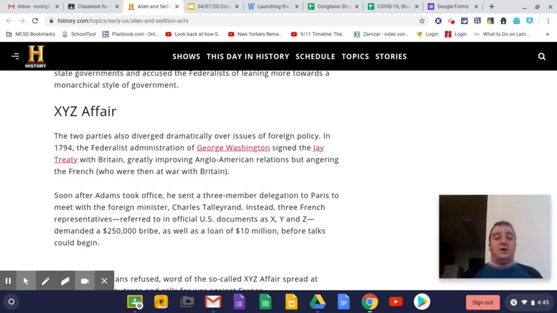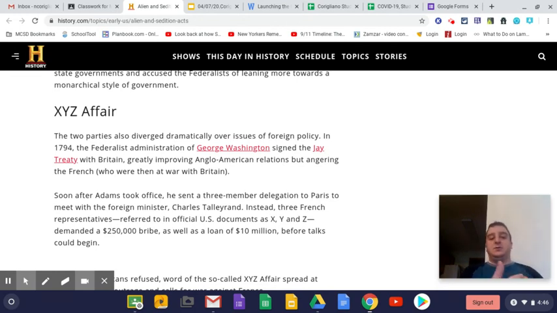When it says the two parties, it's talking about the Federalists and the Democratic Republicans. And it says the two parties also diverged dramatically over issues of foreign policy. In 1794, the Federalist administration of George Washington signed the Jay Treaty with Britain, greatly improving Anglo-American relations, but it angered the French, who were then at war with Britain. Okay? So because the United States signed the Jay Treaty with England, this is going to anger the French.